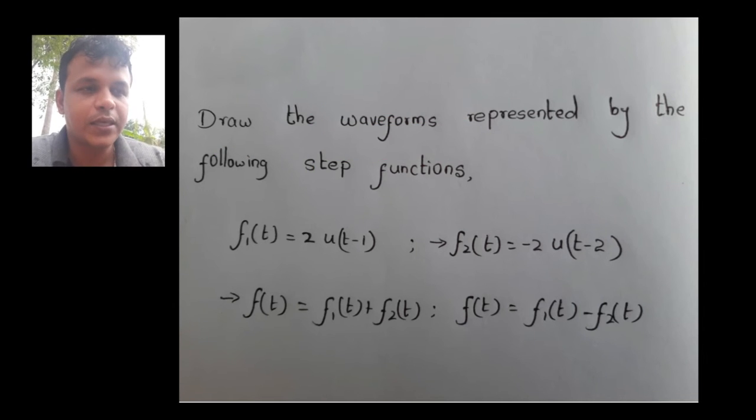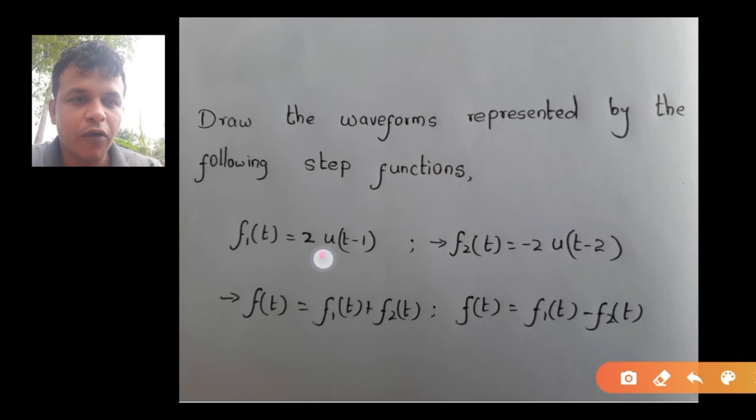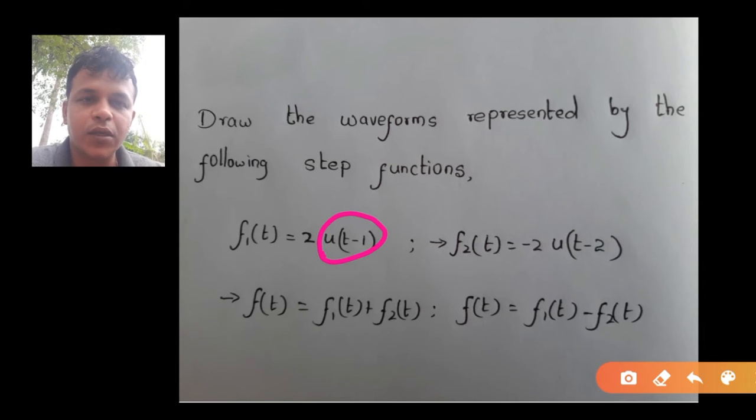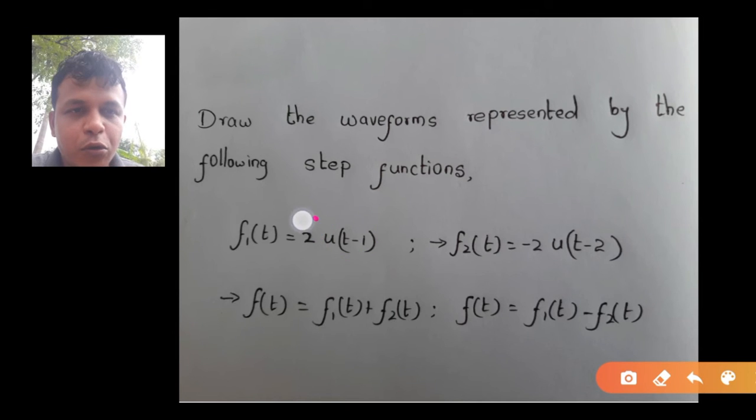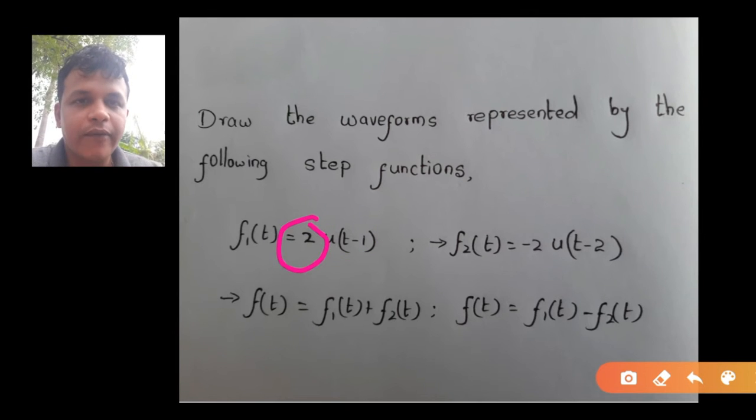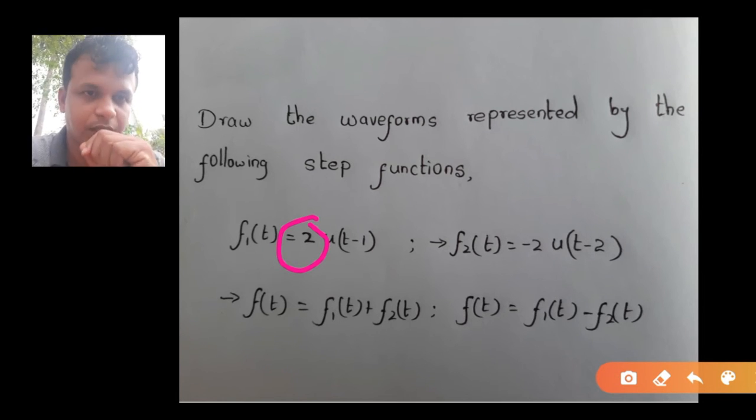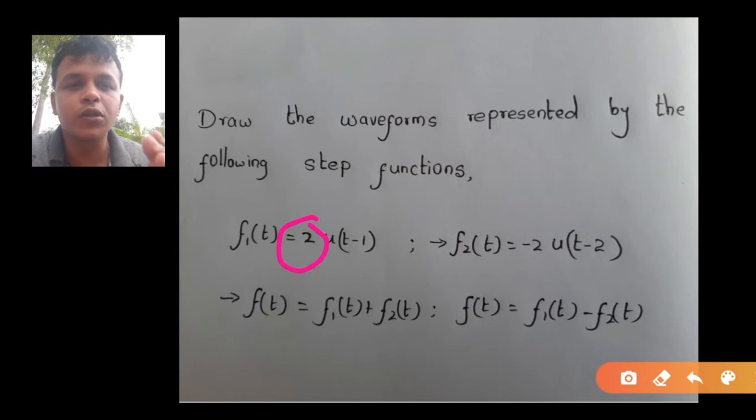What are the signal manipulations that we have to do? u of t minus 1. The actual signal is u of t, so u of t minus 1 means we are doing a time shifting operation. And 2 into u of t minus 1 means we are amplitude scaling the signal: we are multiplying the amplitude by 2. So we are doing both to the unit step signal, time shifting it and also amplitude scaling it.